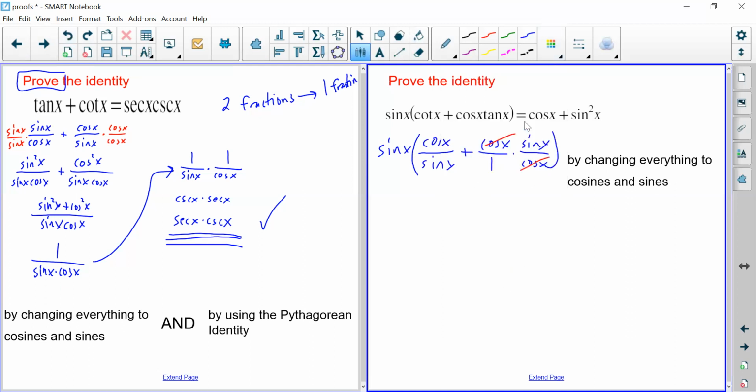And then now I can distribute. So when I distribute sine to this term and this term, there are only two terms. Terms are separated by plus signs and minus signs. Well, the first one, the sines cancel out. And I'm just left with cosine of x. On the second one, the cosines are already gone, so it's just sine times sine. And so the right answer just falls right in my lap. That's it.